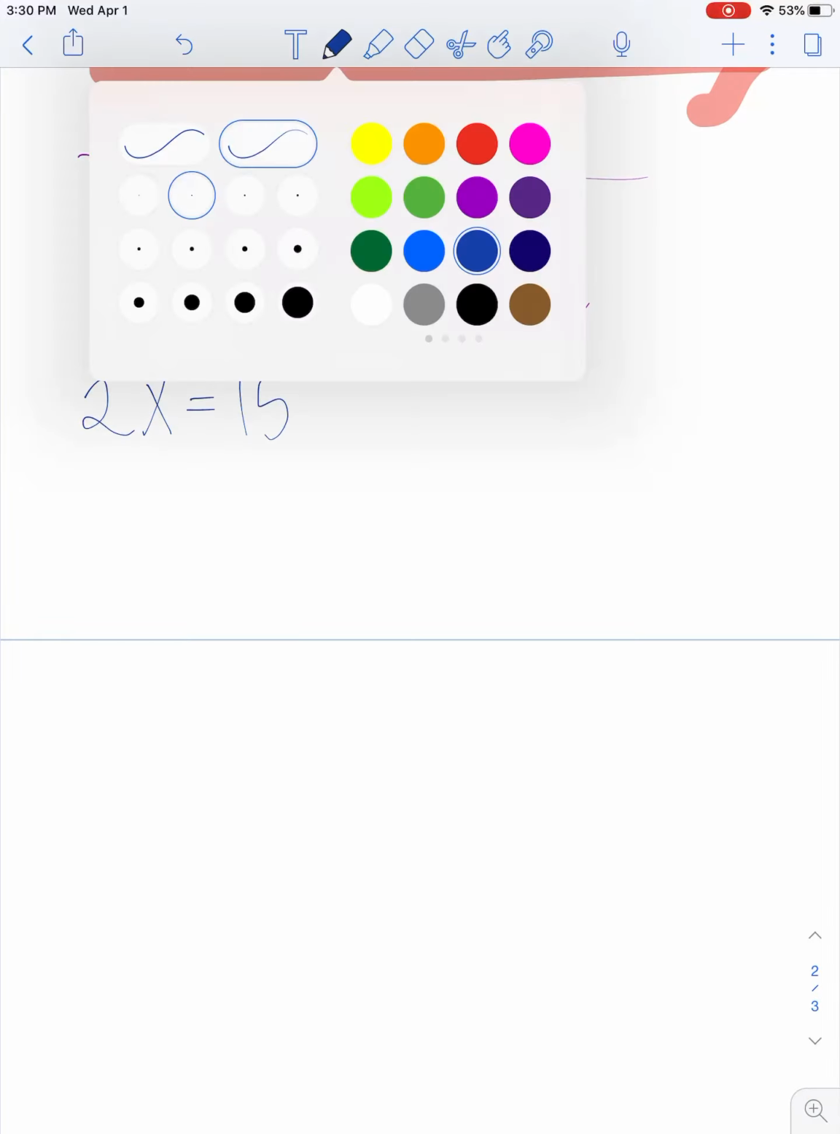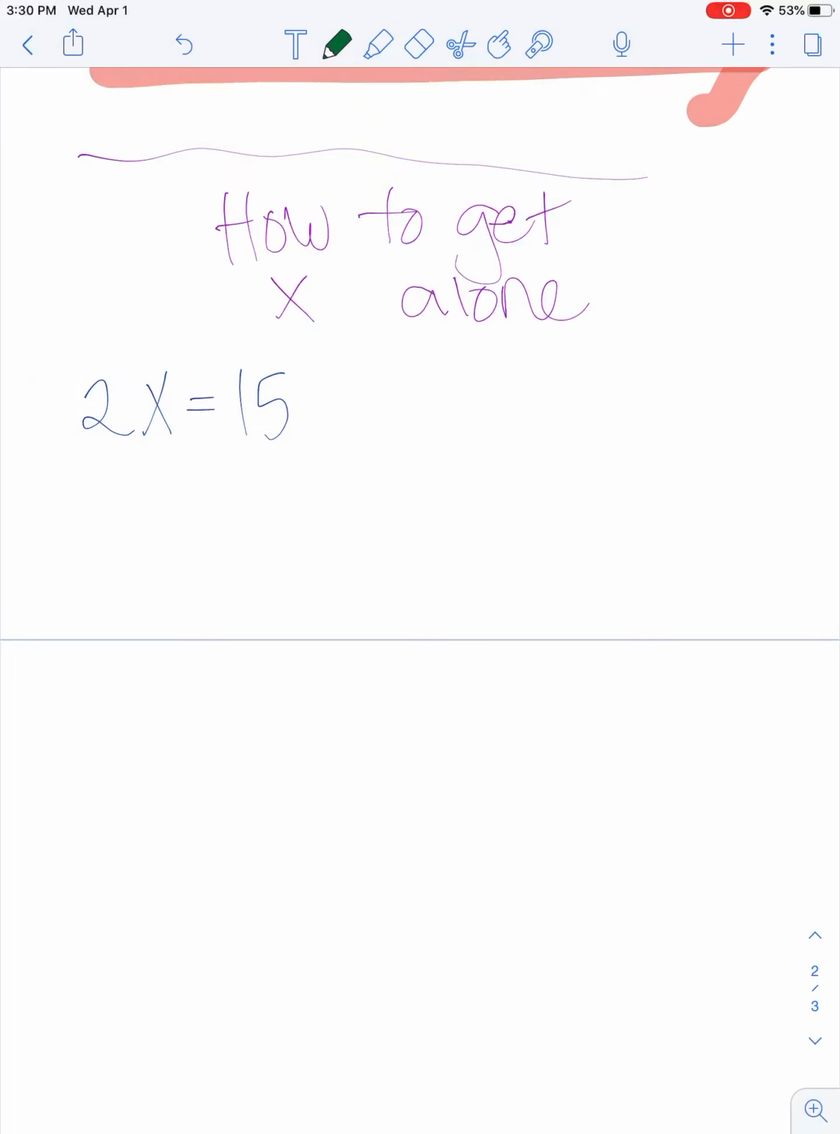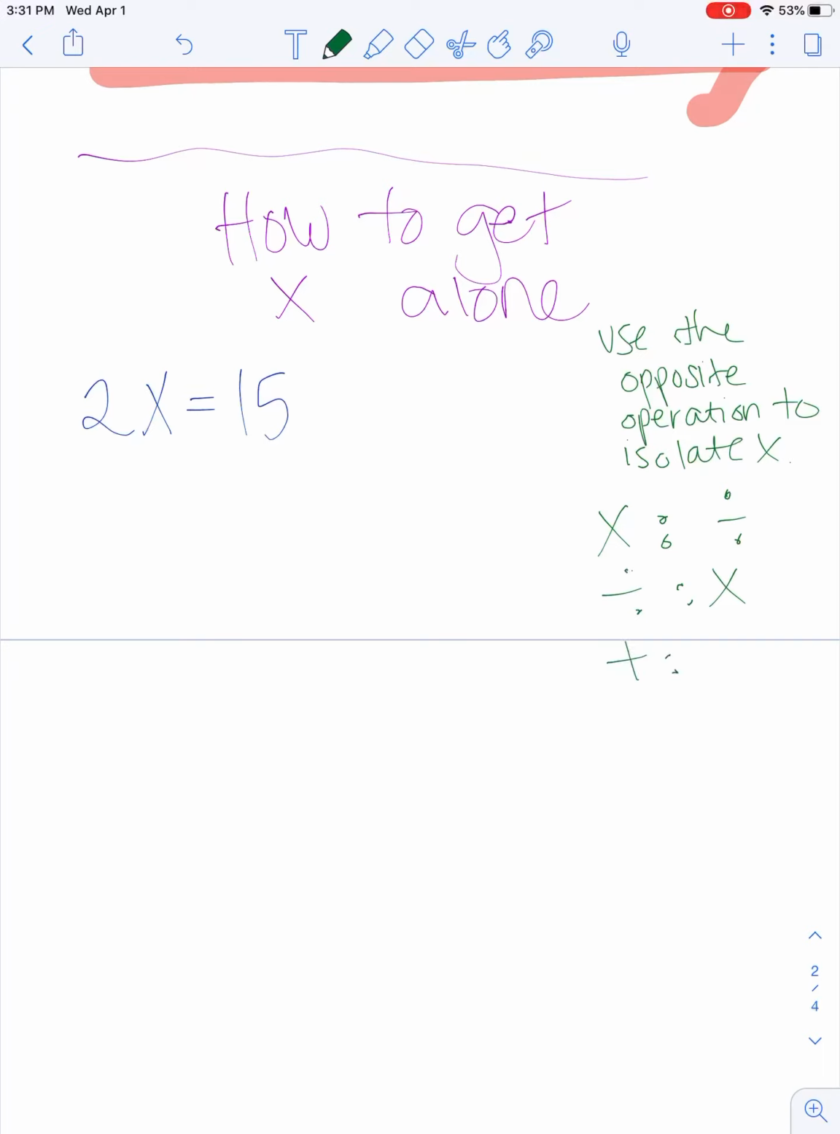So to get x on its own and the number away, you're going to always do the opposite operation. So use the opposite operation to isolate x. For multiplication, it would be division. For division, it'd be multiplication. For addition, subtraction. And for subtraction, it'd be addition.